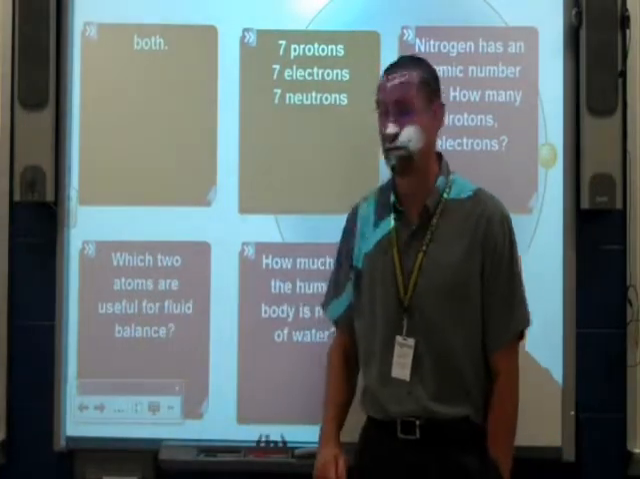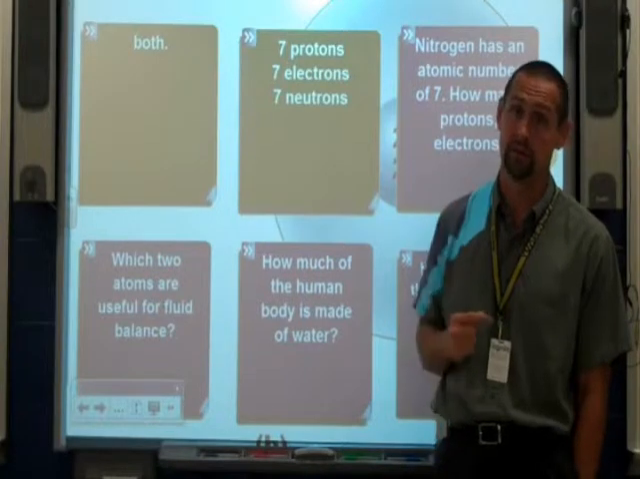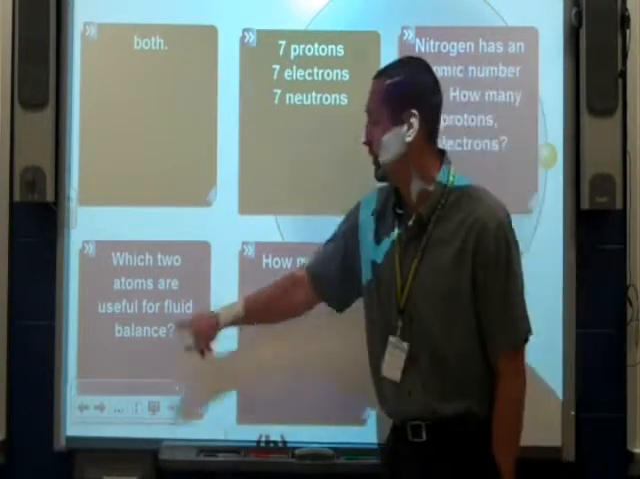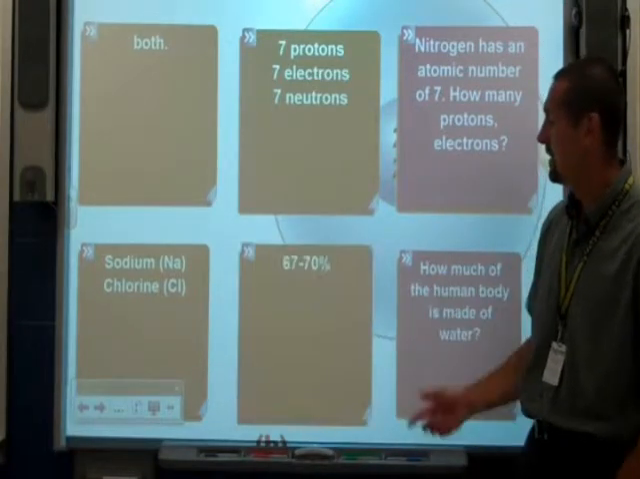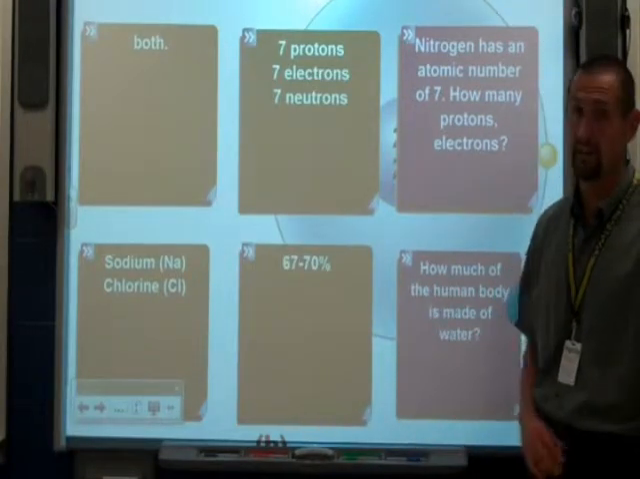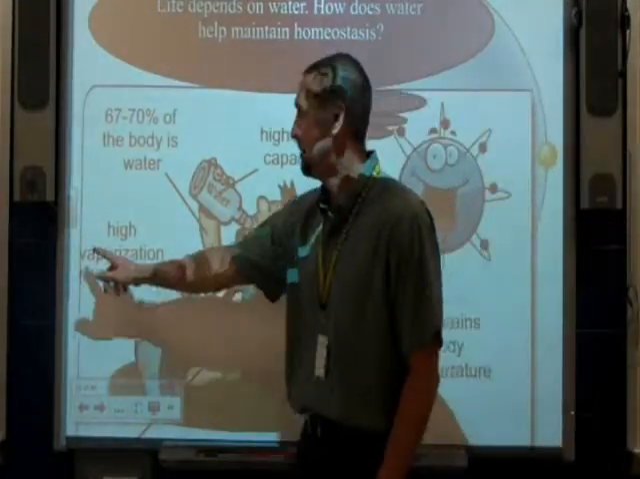Which two atoms are useful for fluid balance? Mostly sodium and chlorine, the table salt that we typically eat. Very useful for fluid balance. How much of the body is made up of water? Between 67 and 70%. So let's look at the role of water in the body.